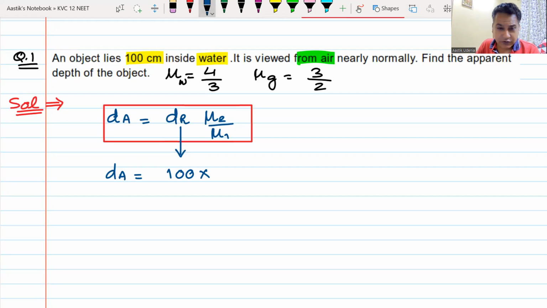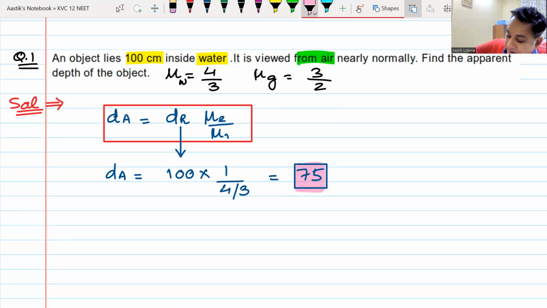So I now put the value of mu2. Mu2 of air is 1, divided by mu1, which is water, 4/3. 3 will go in the numerator, 4 will remain in the denominator. 100 divided by 4 is 25. 25 multiplied by 3 is 75. And that is the answer that we were expecting. It should look closer than it actually is, and it is definitely looking closer than it actually is. The answer is 75 centimeters. Do you all understand this? Yes or no?